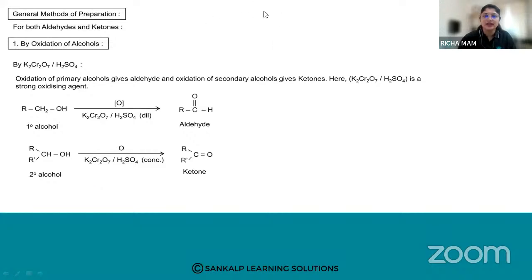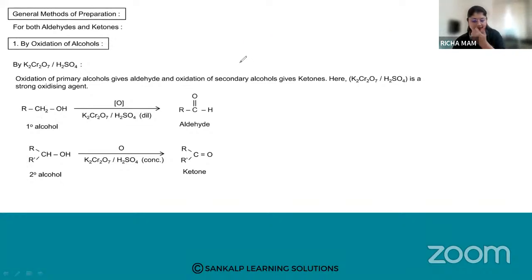So, what is the aldehyde group? This is an aldehyde group. It contains a carbonyl carbon. Ketones also consist of a carbonyl carbon, but besides the carbonyl carbon, both substituents are alkyl or aryl. Here, only one of the substituents is alkyl or aryl, right? So this is the difference between aldehyde and ketone.